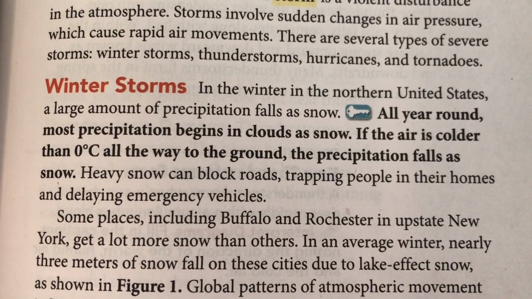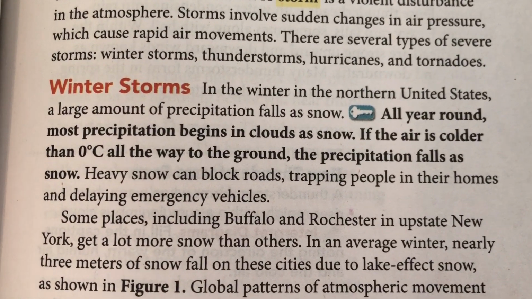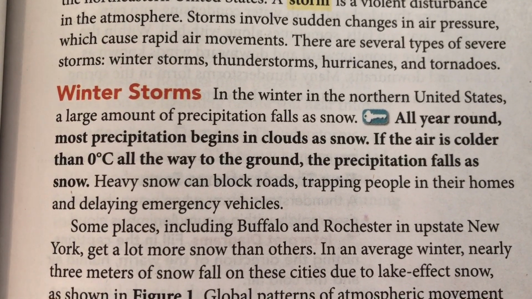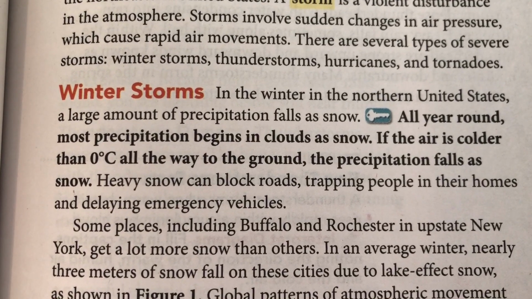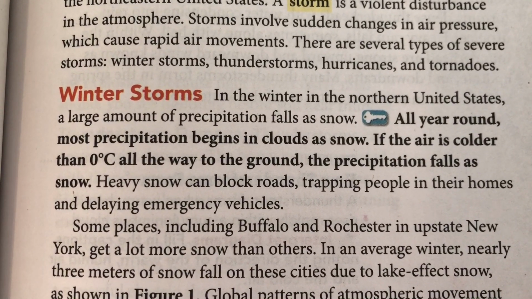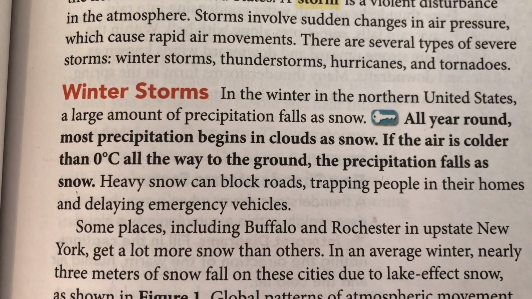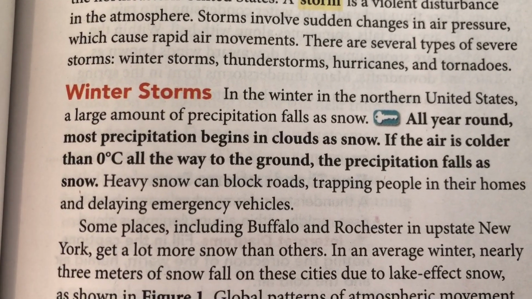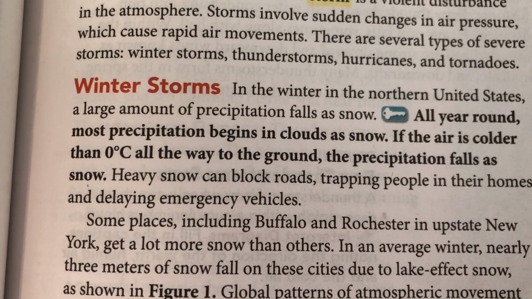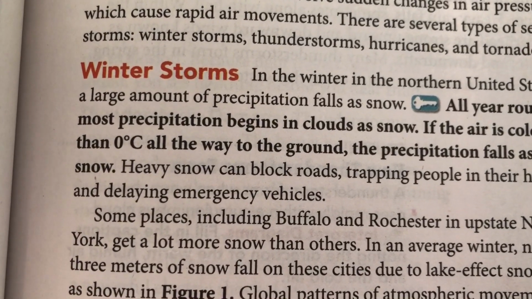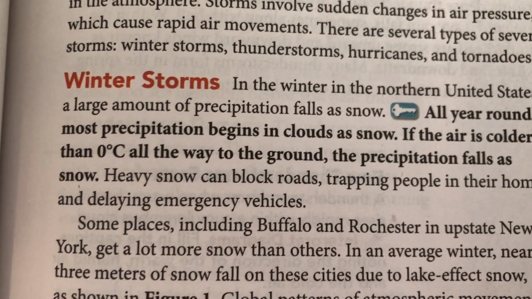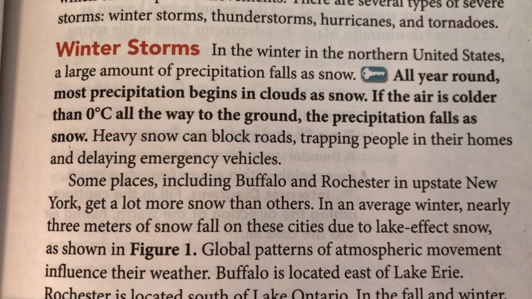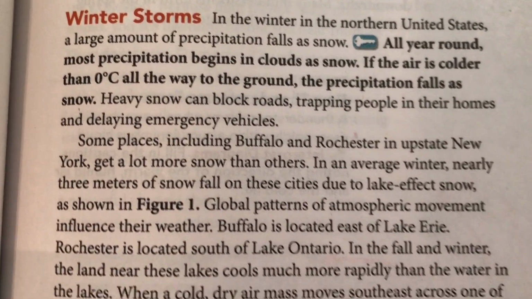Winter storms. In the winter, in the northern United States, a large amount of precipitation falls as snow. All year round, most precipitation begins in clouds as snow. If the air is colder than 0 degrees Celsius, which is freezing, all the way to the ground, the precipitation falls as snow. Heavy snow can block roads, trapping people in their homes or delaying emergency vehicles.